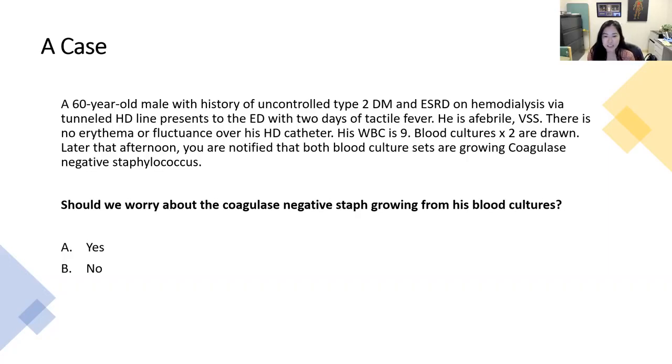So my first question is, should we worry about the coag negative staph growing from his blood cultures? Yes or no?